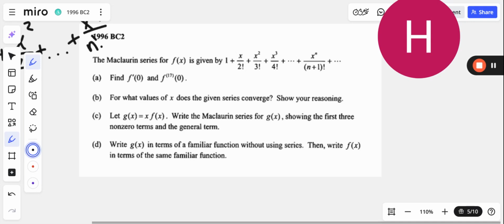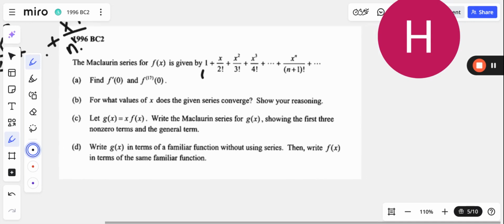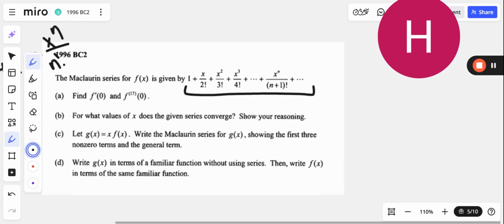So the Maclaurin series for f of x, some function, is given by 1 plus, and you see the powers going up all the way to n, but the number at the bottom has a factorial that's increasing, and you'll notice that that number is the power on top plus 1. So in other words, if the power is n, like 2 here, then the number underneath with the factorial is n plus 1. So it makes sense that the nth term is x to the n over n plus 1 factorial.